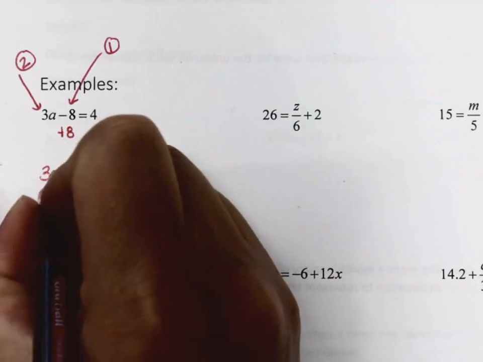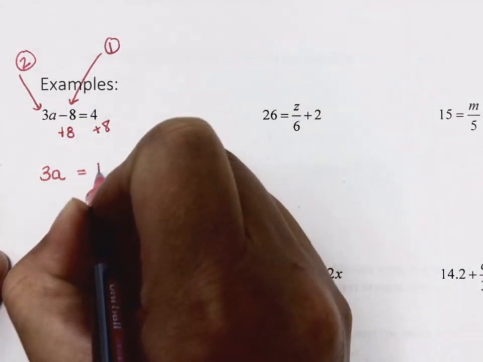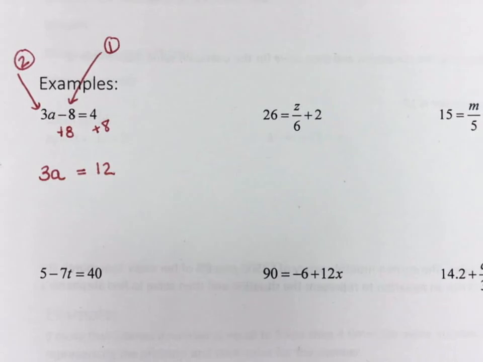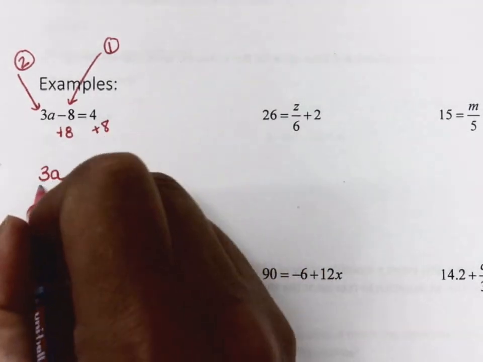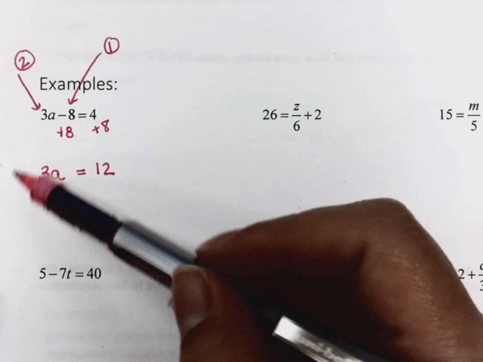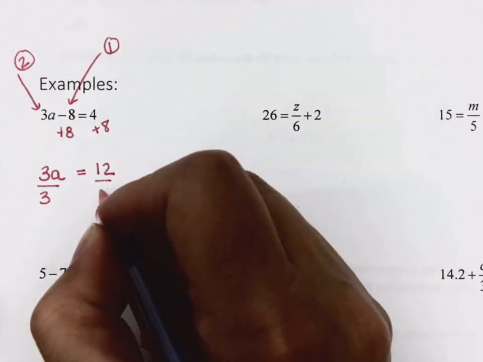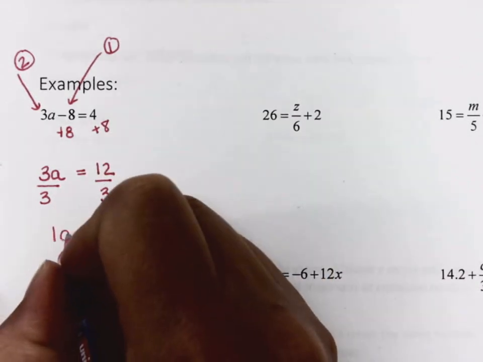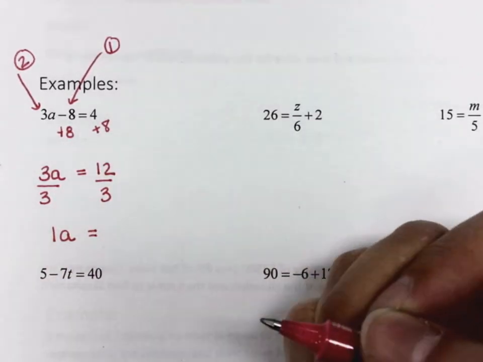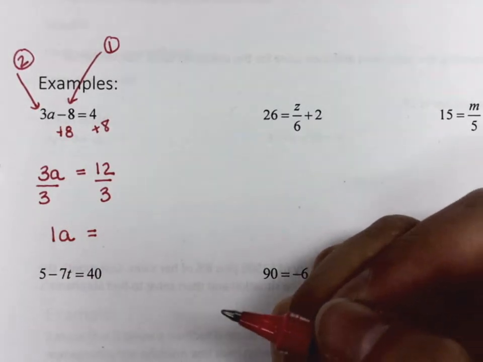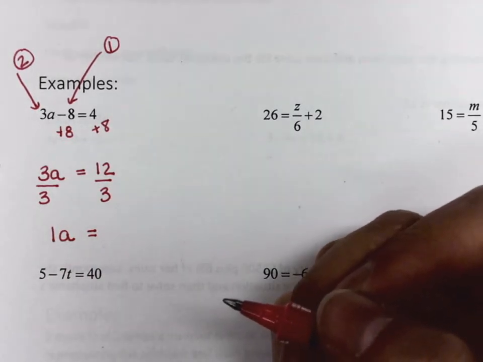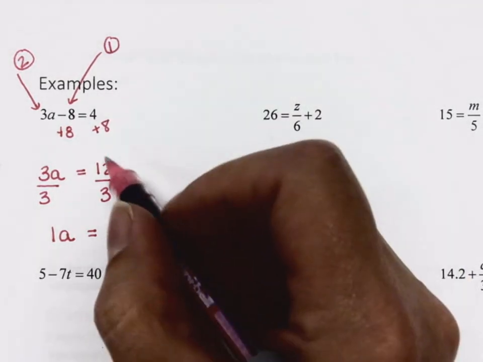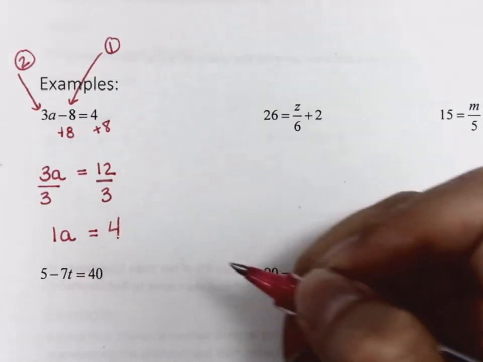So that's going to leave me with 3a over here, and 4 plus 8 is 12. So now I need to get rid of that multiply by 3. So the opposite to multiplying is dividing. So I'm going to divide this side by 3. If I divide the left side by 3, I have to divide the right side by 3. So 3 divided by 3 leaves me with 1a. Did I have to write the 1? No. Are you wrong if you write the 1? Also no. You can do it either way. And then 12 divided by 3 is 4.